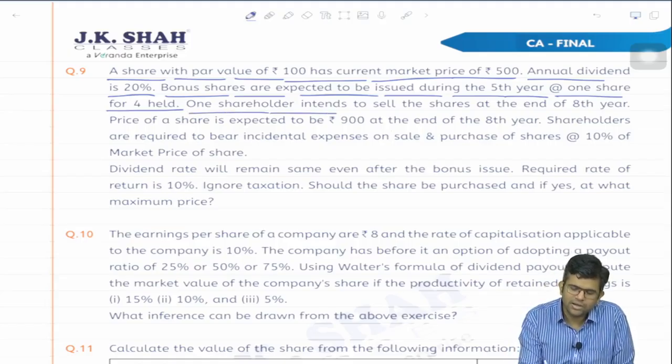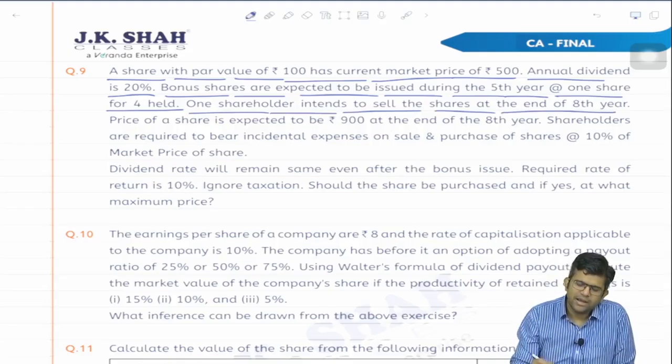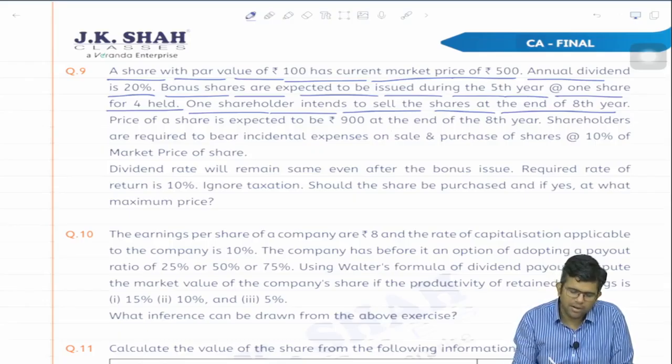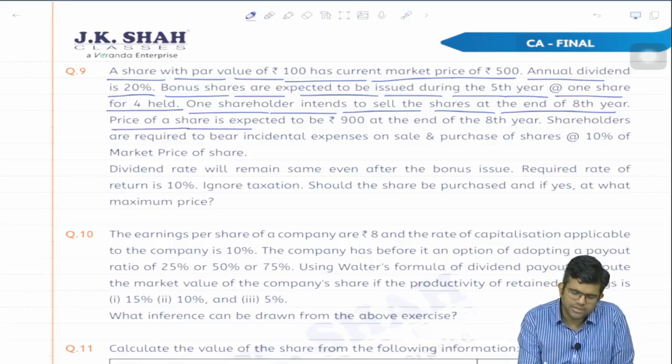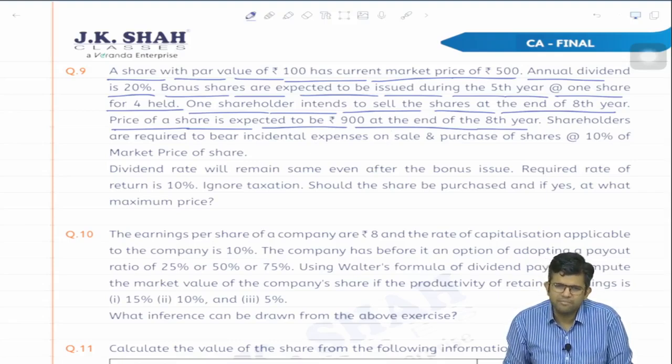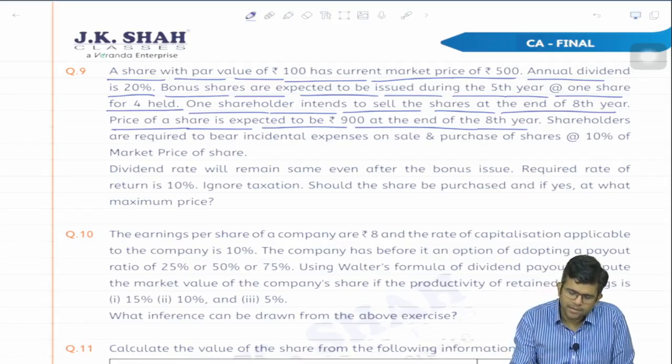One shareholder intends to sell the share at the end of 8th year. So this guy is saying I will buy the share today, for 8 years I will hold it, after 8th year I will sell. They are saying price of the share is expected to be 900 at the end of 8th year. They only gave you P8. Otherwise, if they wouldn't have given P8, we would have done P8 as D9 upon KE minus G. But now that they have given P8 to us, we will use it.